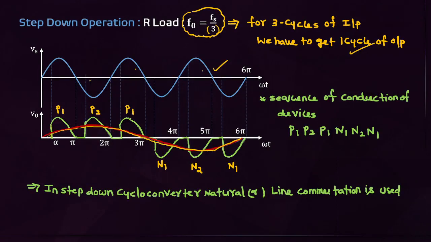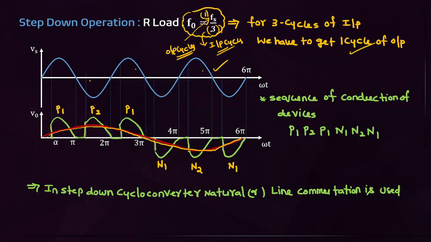The denominator indicates the input cycles. The numerator coefficient indicates the output cycles. Here, what is the coefficient? 1, so 1 output cycle. What is the denominator? That is the input cycles. Like that you have to identify. Always the denominator gives the input cycles, and the numerator coefficient indicates the output cycles.